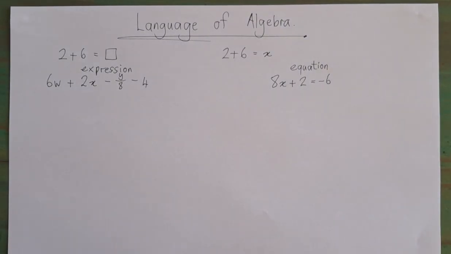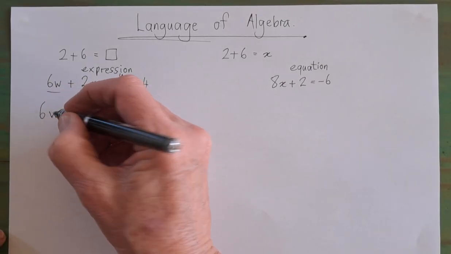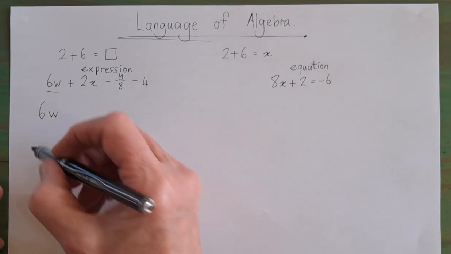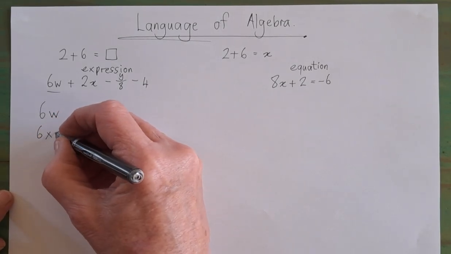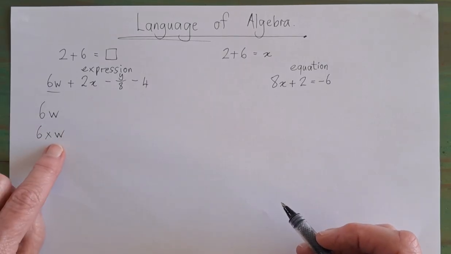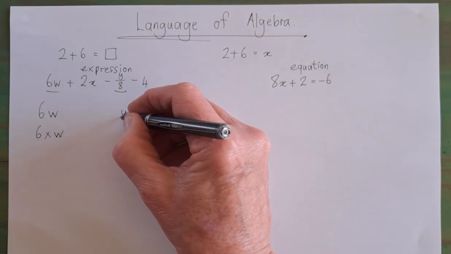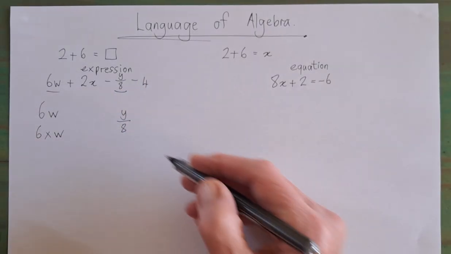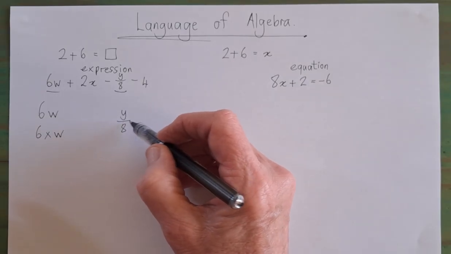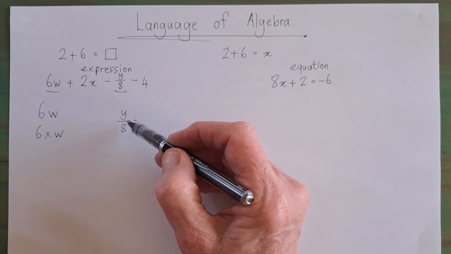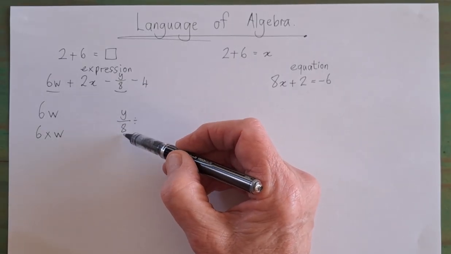Then we need to also look at what these different things are made up of. So first of all, let's have a look at just that there on its own, 6w. If we ever have a number standing right next to a variable, that means 6 times the variable. In other words, 6 times some unknown number. Here we have a different situation where we've got a variable over a number. Well, remember that this division line here is actually a division line in a fraction. We say y over 8, but it actually means y divided by 8.